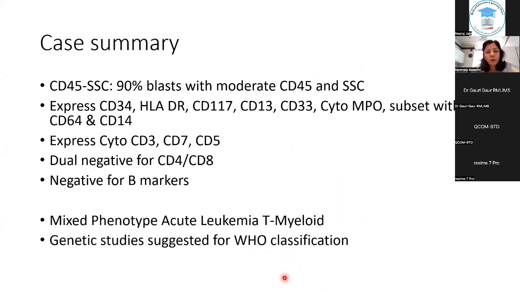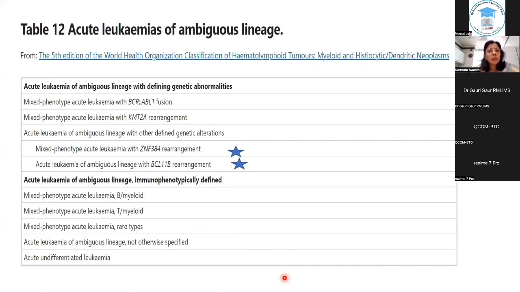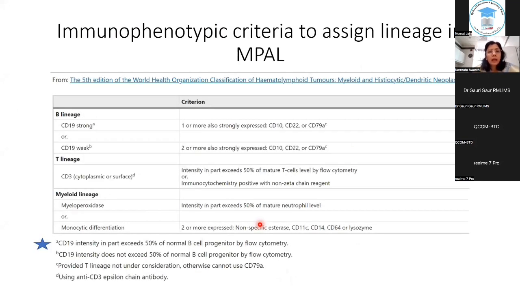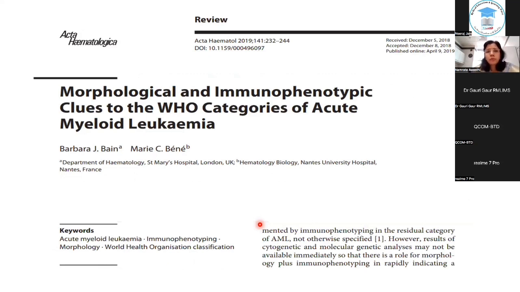This was given as a mixed phenotype acute leukemia of T myeloid type, and genetic studies were suggested. In the 5th edition of WHO classification, they have added a few more categories to the acute leukemia of ambiguous lineage category, and some refinement has been done in the intensity of staining for CD19 and other markers. You can go and look at that. So those of you who want to read further, there is this beautiful article on morphological and immunophenotypic clues to the WHO categories of acute myeloid leukemia. You can go ahead and read that.